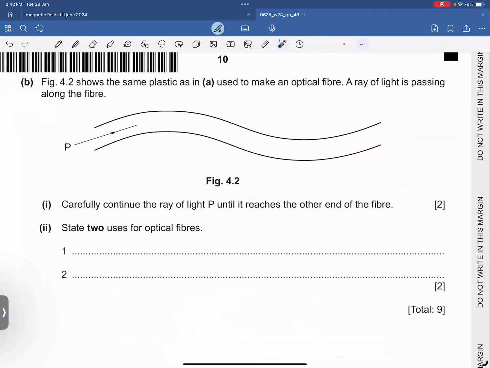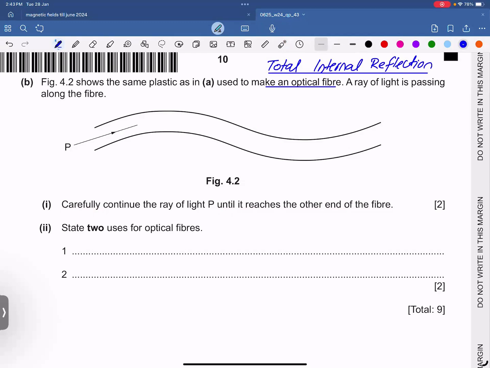So the question is, the figure shows the same plastic. It is used to make optical fiber. A ray of light is passing, as you can see. Carefully means you try to measure the angles with a protractor or as close as possible. Continue the ray until it reaches the other end. Certainly it's optical fiber, and you all know optical fibers have total internal reflection. So light will stay within that.